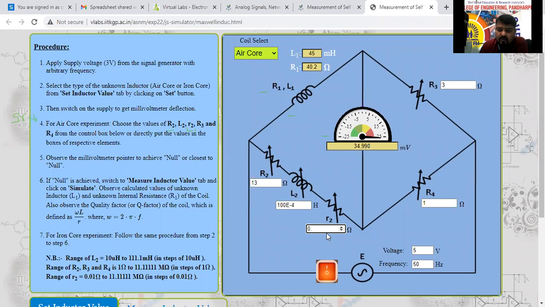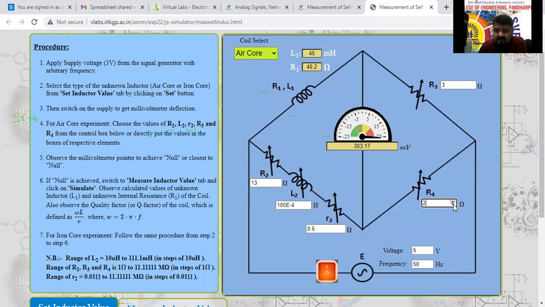34 it came. 2, no. 3, 4, 5, 6. For 6 it is increasing here now, decreasing. 40 okay. Again we can change 3.8. No. 1. No. See, this much variation we have to do for the 5 volts.